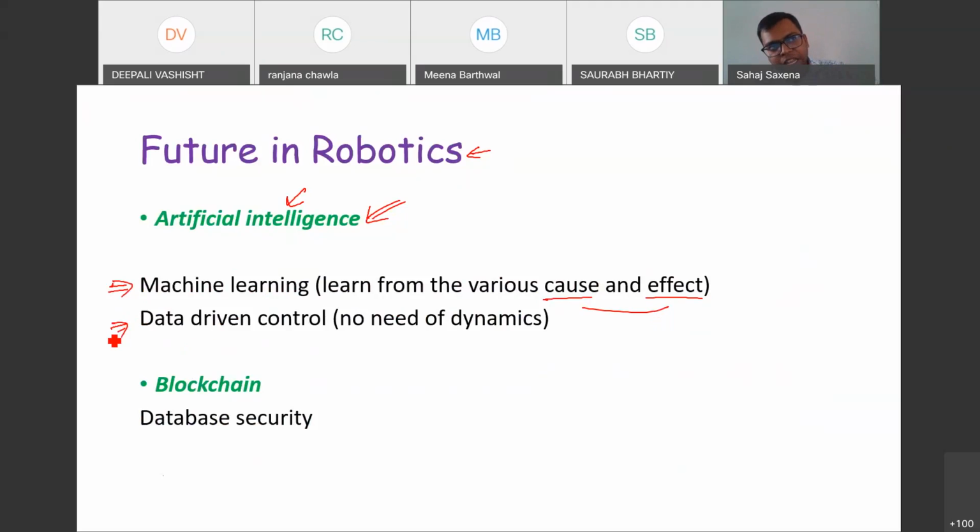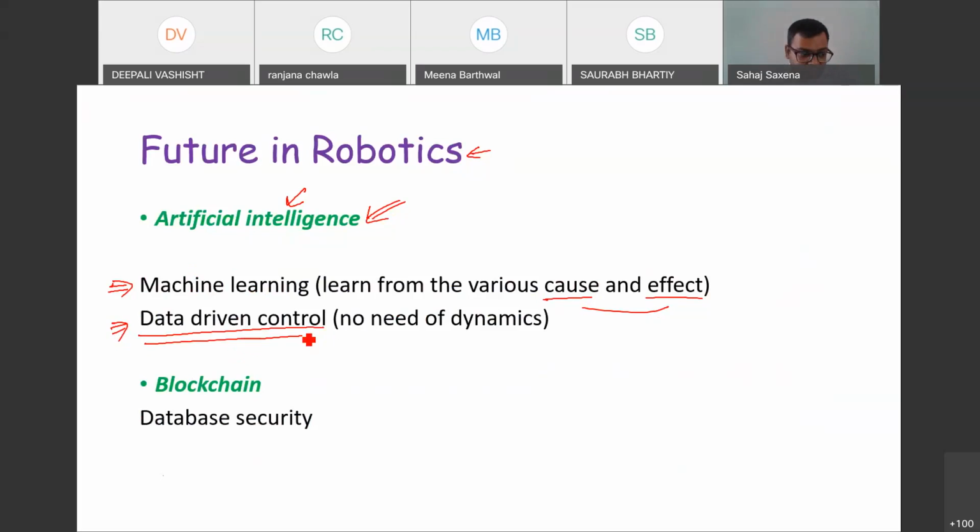It will store that particular data, and corresponding to every data, we have a memory where the output is stored. So you actually have to map the input and output with the help of data. That is called data driven control. So the next one, or the future scope, is the data driven.